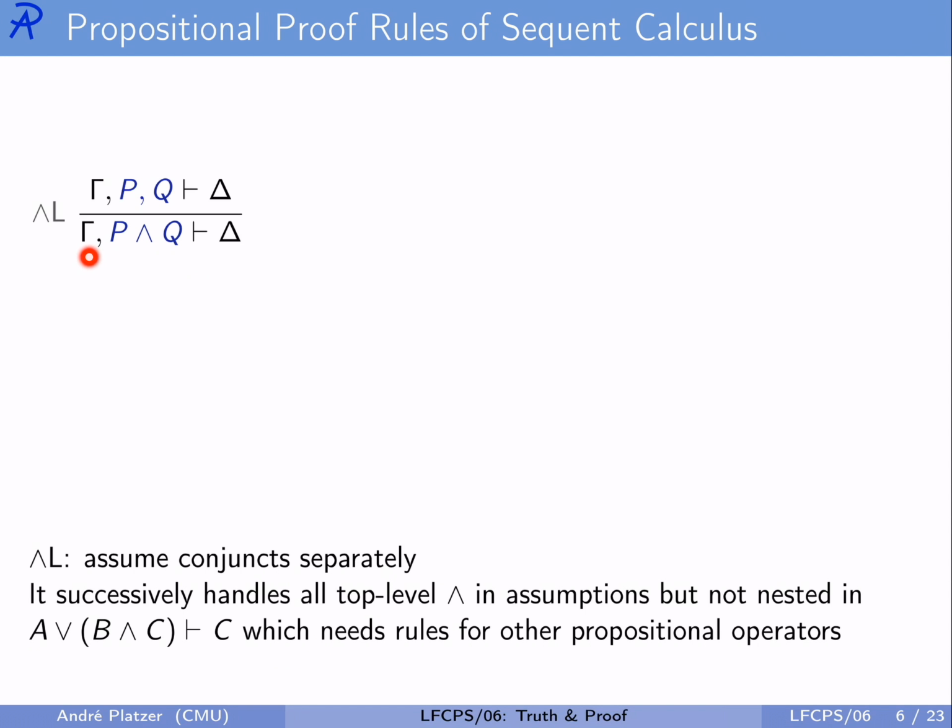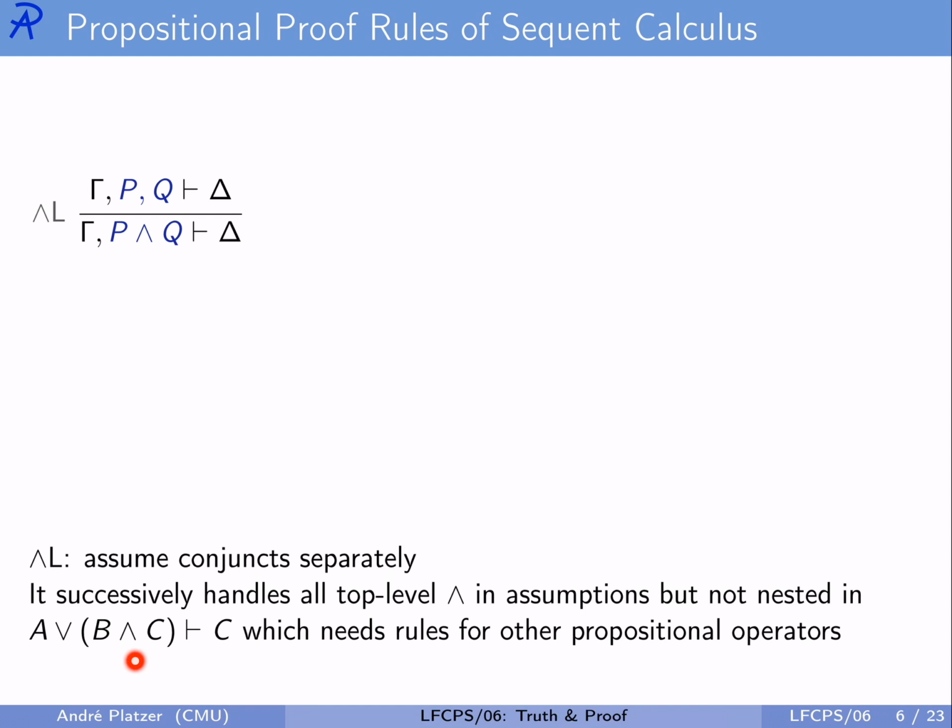Also, if a conjunctive formula P and Q occurs within gamma, because this is a list or a set of formulas, and it doesn't make a whole lot of sense to assume the same thing twice, then we're implicitly able to always use the proof rule no matter what particular position it occurs in the antecedent. We're not allowed to use the same proof rule just because it occurs in the thing we're trying to prove from that, because that might be a different logical reasoning principle. But for example, that can handle all kinds of situations.